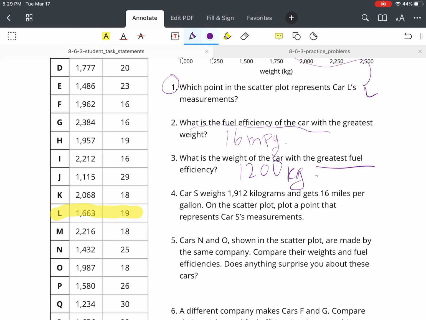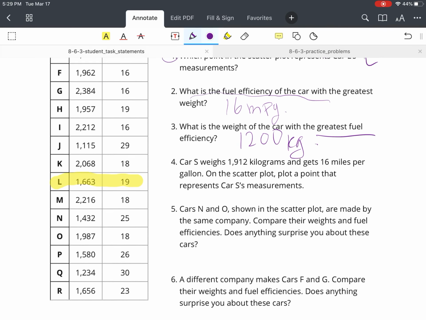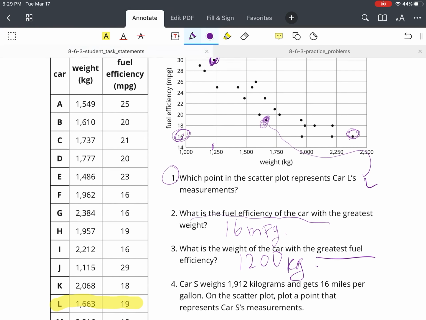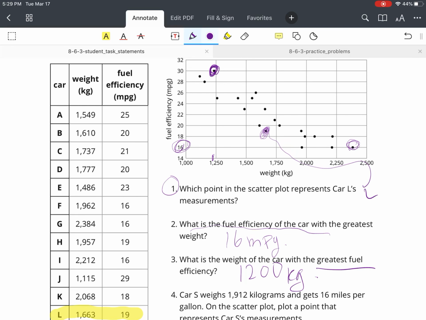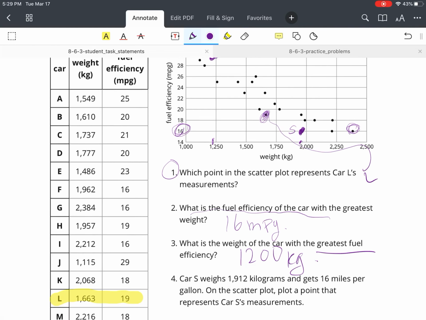Car S weighs 1912 kilograms and gets 16 miles per gallon. On a scatter plot, plot a point that represents car S's measurements. So we're looking at 1912. That would be approximately right here. And it gets 16 miles per gallon. So actually, that would be about this one right here. That's pretty nice. Point S.